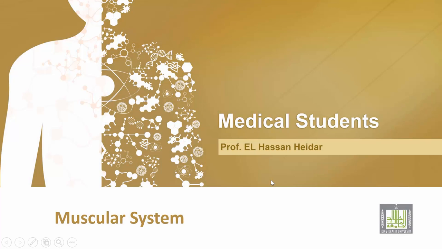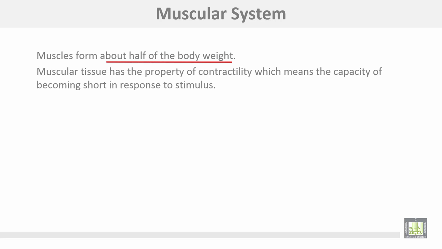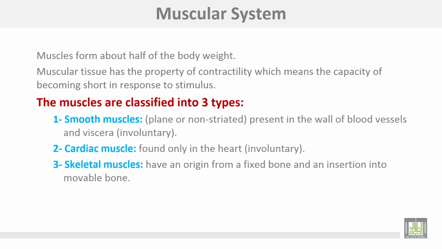Muscular system, or muscles of the body. The muscular system forms about half of the body weight. The muscular tissue has the property of contractility, which means the capacity to become short in response to a stimulus. The muscles are classified into three types.